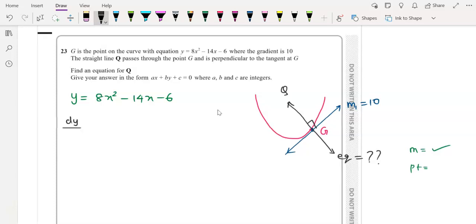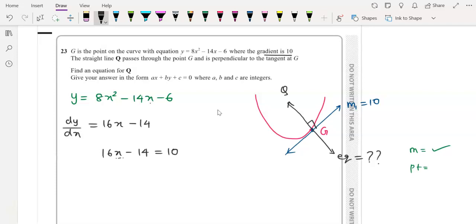You get dy by dx. 8x squared will be 8 times 2, which is 16x. Derivative of 14x is 14, so it will be minus 14. Constant is 0. So I have here the gradient function 16x minus 14. For some value of x, the slope is 10. So 16x minus 14 is equal to 10. I need to work out the value of x.